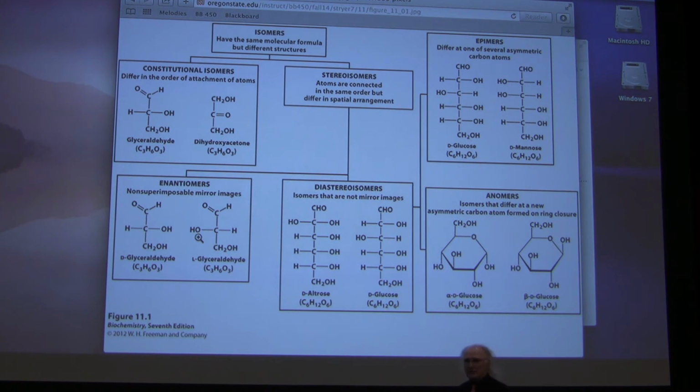They're not mirror images. So if we have 2 different stereoisomers that are the same size and the same chemical type, meaning they both have 6 carbons and they're both aldehydes, if they're not mirror images, we refer to them as diastereomers. So in order for something to be diastereomers, they have to have more than one asymmetric center.